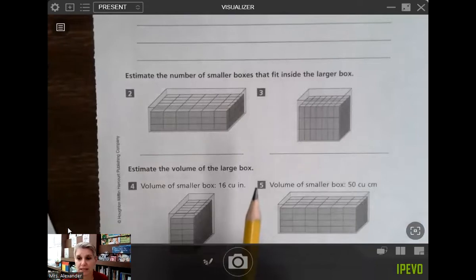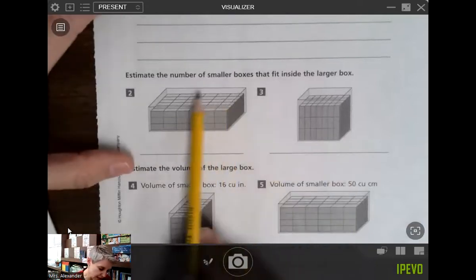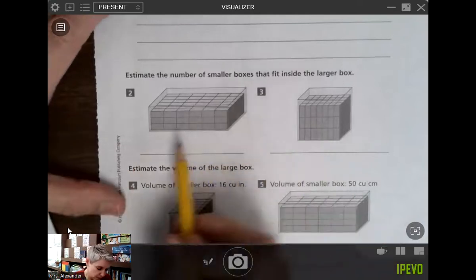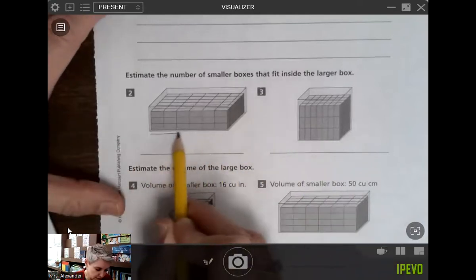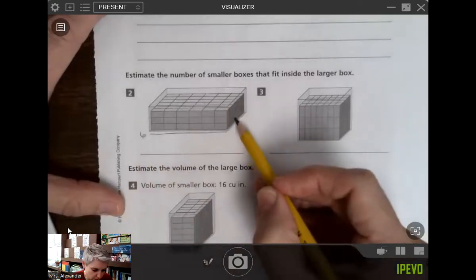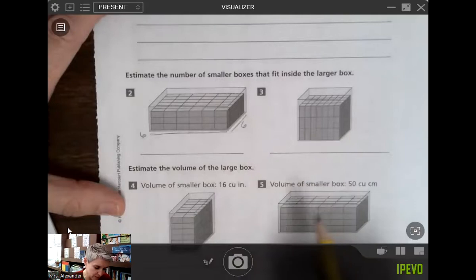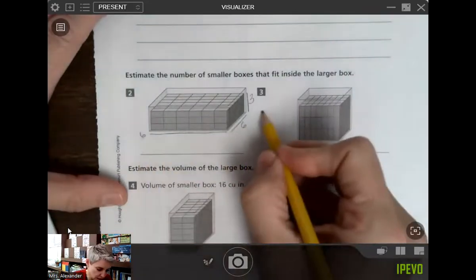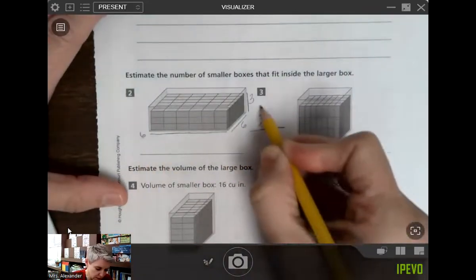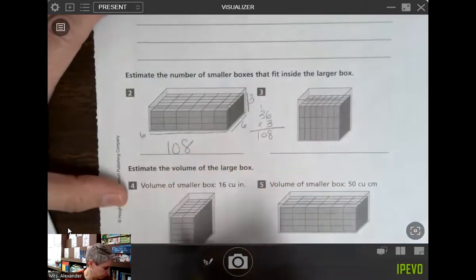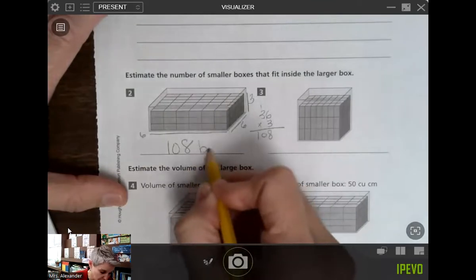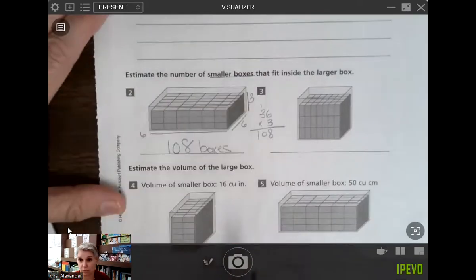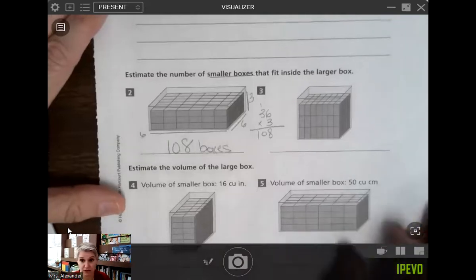Estimate the number of smaller boxes that fit inside the larger box. So you can see this shadowy kind of figure. That's the larger box that we're putting all of these smaller boxes into. So 1, 2, 3, 4, 5, 6 in the front for the length. 1, 2, 3, 4, 5, 6 rows back. And looks like 3 layers. So I'm going to do 6 times 6 is 36. Times 3 would be 108 smaller boxes, is what we're looking at. Estimate the number of smaller boxes that would fit. And we're finished with that one. We don't know the volume of the smaller boxes, so we can't go any further with that.